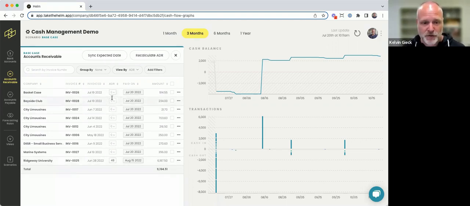So again, this is demo data. It's not fully populated, but there could be 30s, 15s, 90s. There could be any information in here depending on how our customers pay. This is a really good way to essentially risk assess our customers, and the higher the ADR, the slower they are to pay, the more risky they are, especially if they're large invoice amounts.